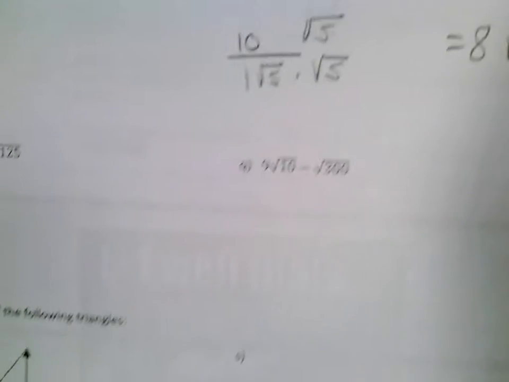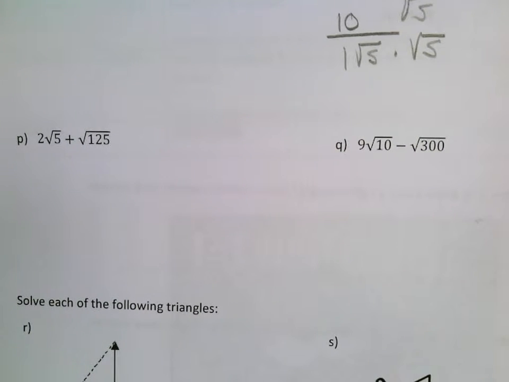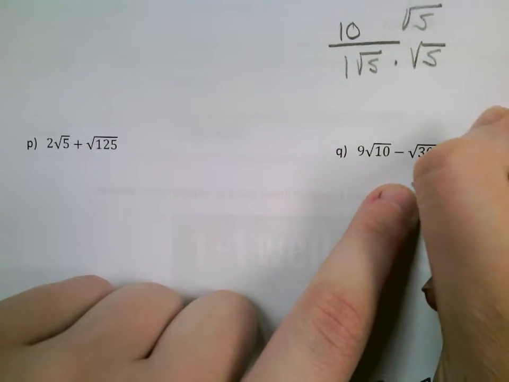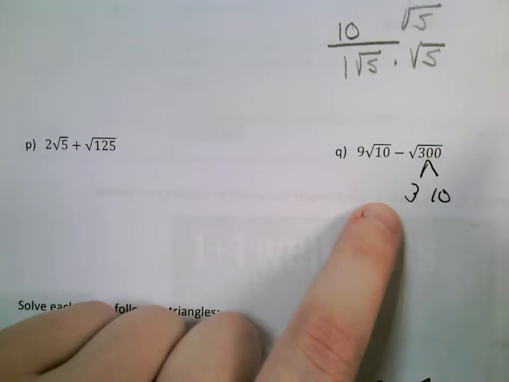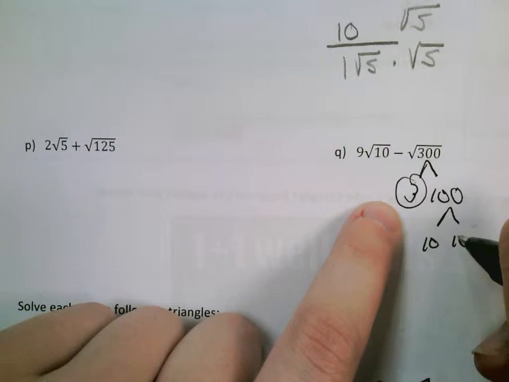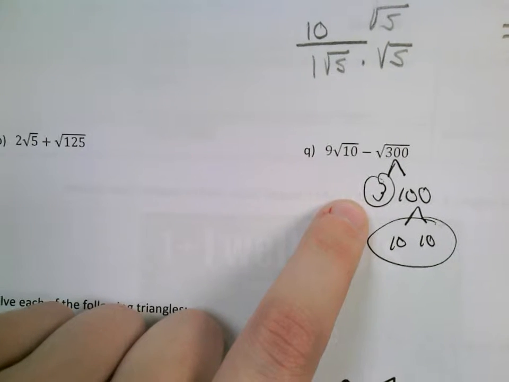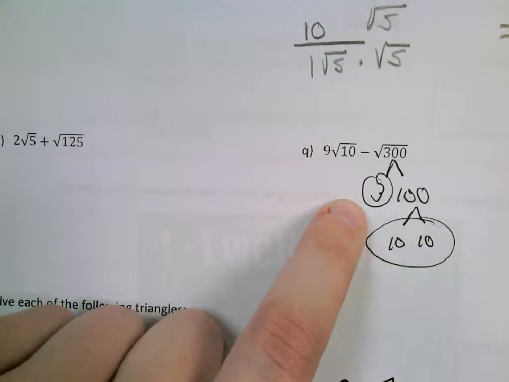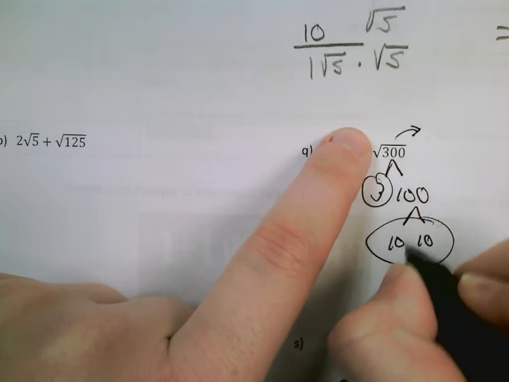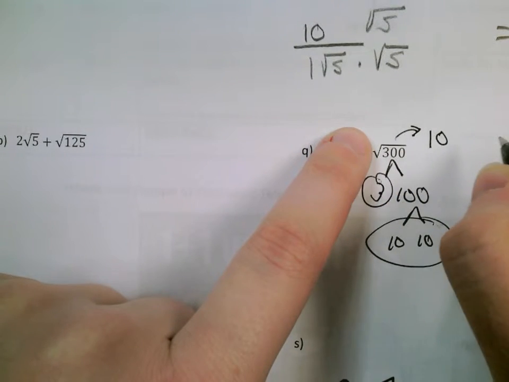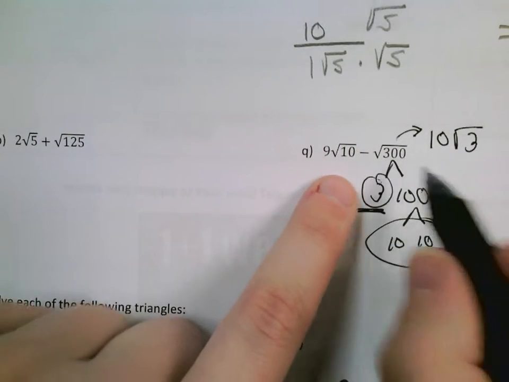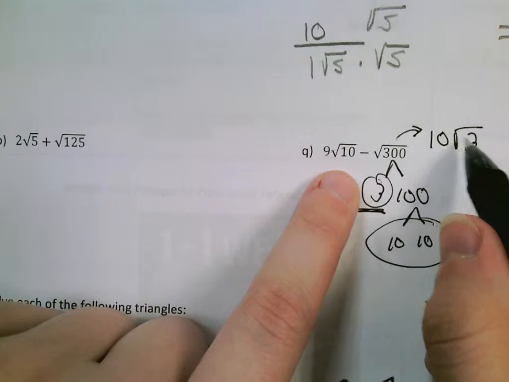In the cases as such with P and Q, the houses don't match, so try breaking them down first. So for example, I could break this down into a 3 and 100, maybe a 10 and a 10. Well, look at that, there's a pair of 10s. You should know that because 100 is one of our perfect squares. So this particular problem could become, there's a pair of 10s, so the 10s move out. The 3 was all by itself, so it stays in the house. So this piece becomes a 10 square root of 3.